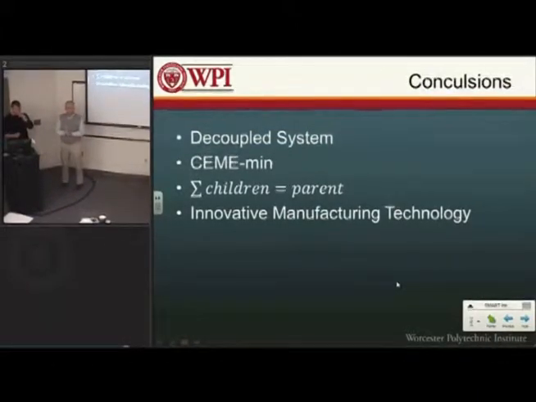All right, questions? How did you decide on a mandrel? We decided on a mandrel because we thought it would be a good way to be able to slide the tube off at the end of the process. But that was one of the reasons we decided to do that.